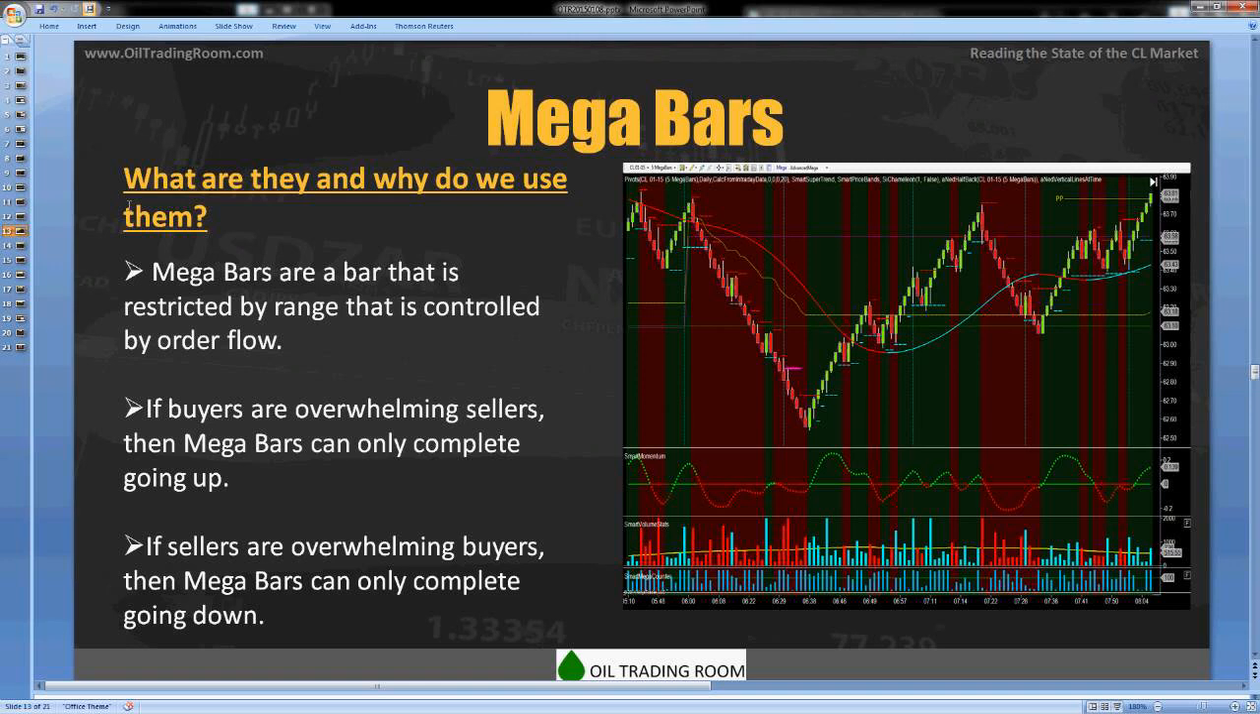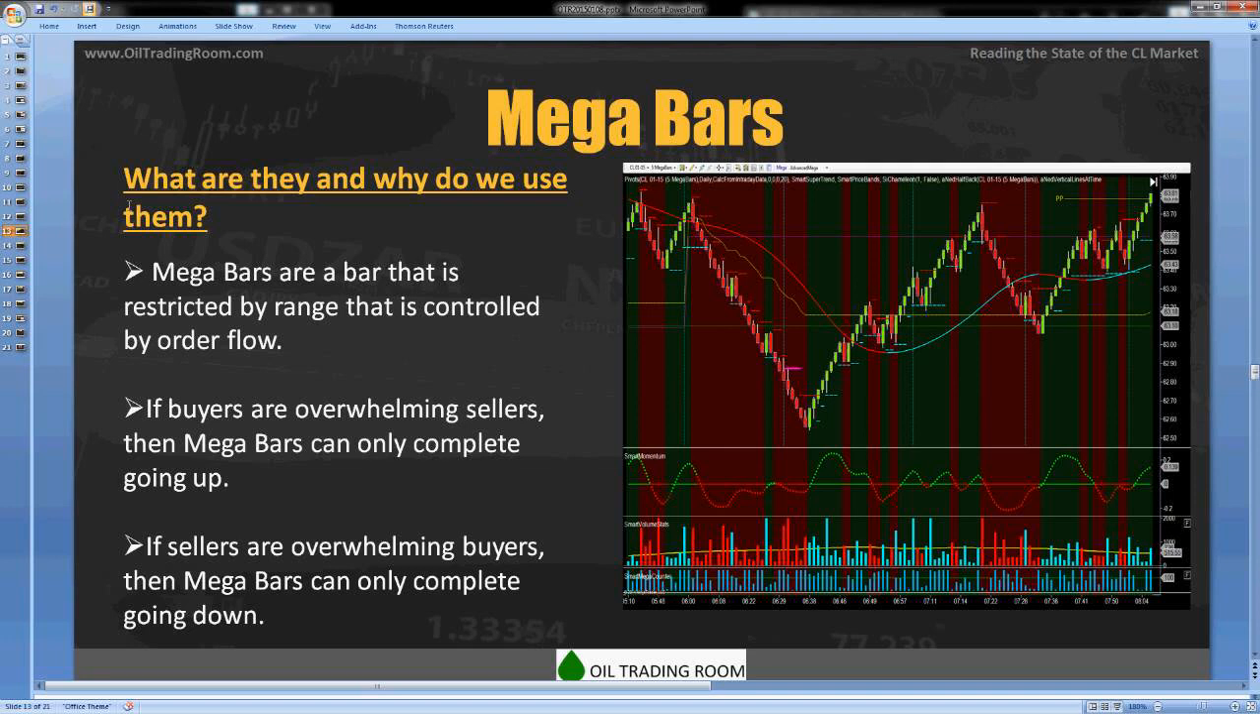And so that translates into if buyers are overwhelming sellers, then the megabars can only complete going up. If sellers are overwhelming buyers, then megabars can only complete going down. Now, I came to the design of a bar like this after a tremendous amount of experimentation and looking at delta and different order flow patterns that were occurring in the market. And one day I came to the conclusion that I could reduce all of that down to the bar itself and not be watching.